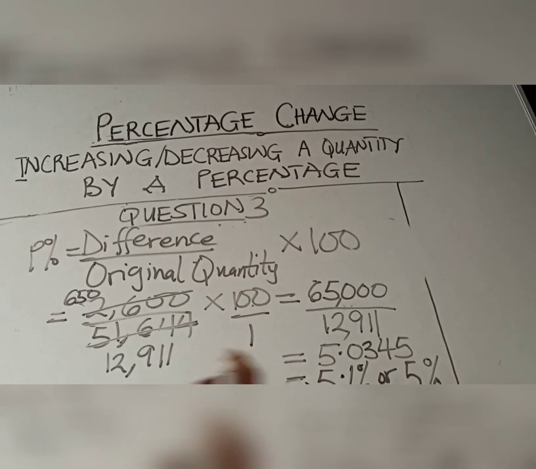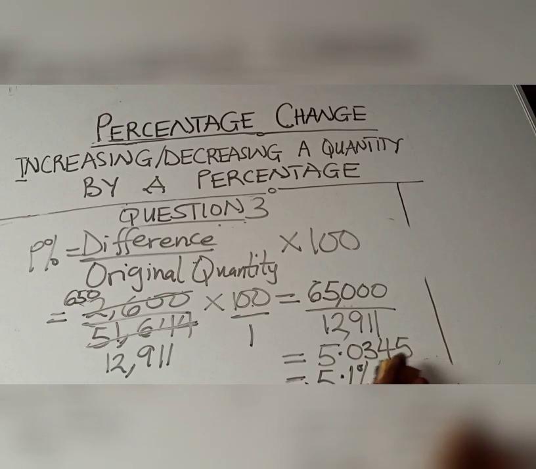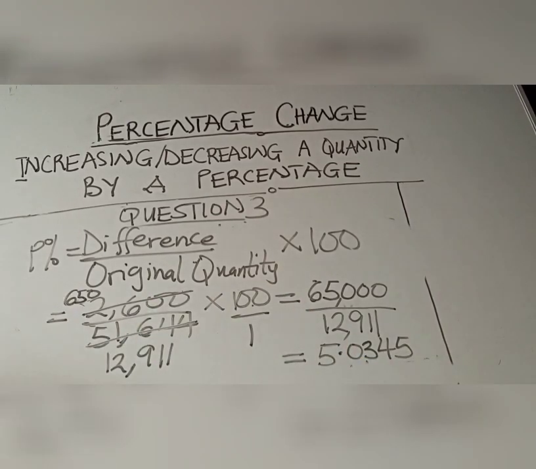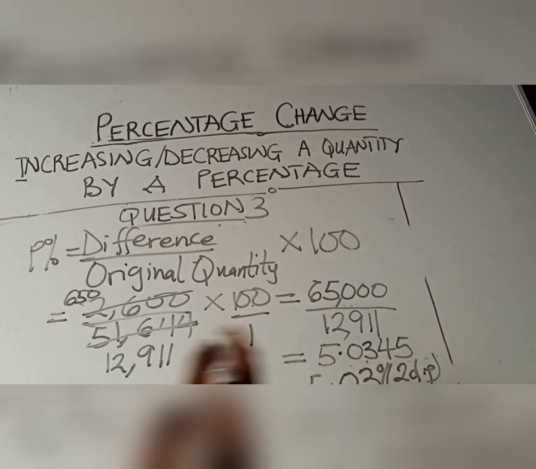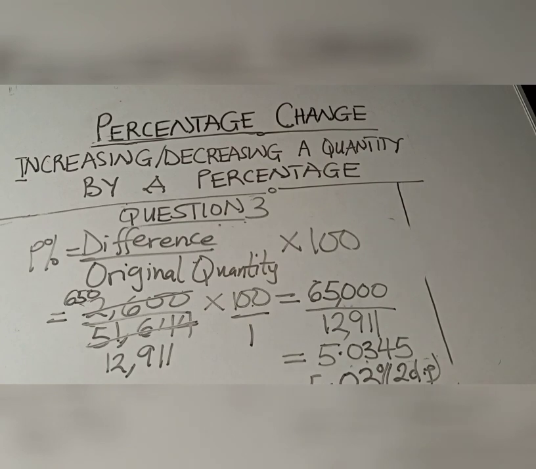So that was the percentage increase in sales. From the question, it said correct to two decimal places. So to two decimal places, after the decimal point, you have 0 and 3 over there. So you have 5.03 percent. Don't forget the percent. Very well, I trust you understood the question on the topic.